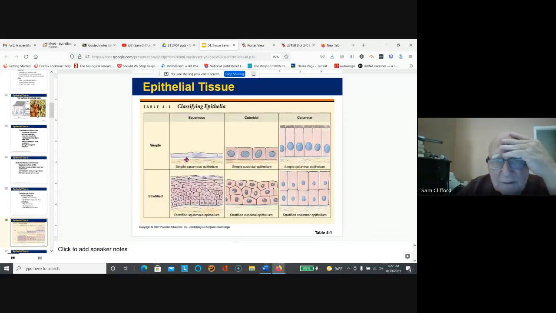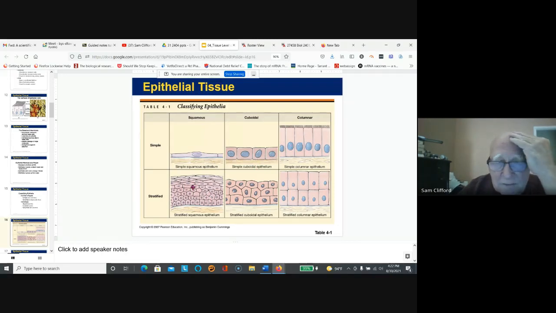Squamous cells are flat. Cuboidal cells are shaped like little cubes. Simple columnar is columns. This is found lining the lungs, in the kidneys. Cuboidal is found in the kidneys, making up tubes. This is found throughout the gut.